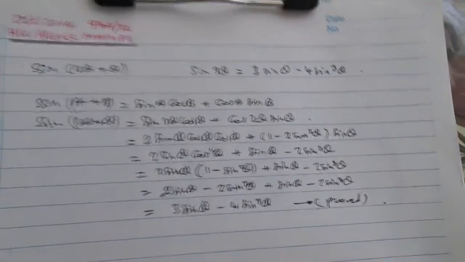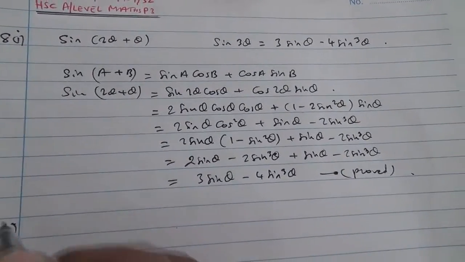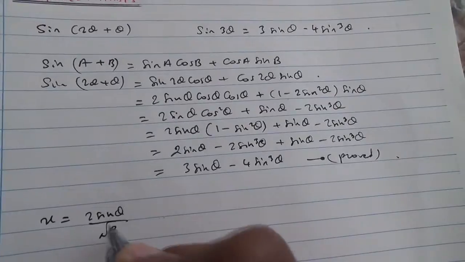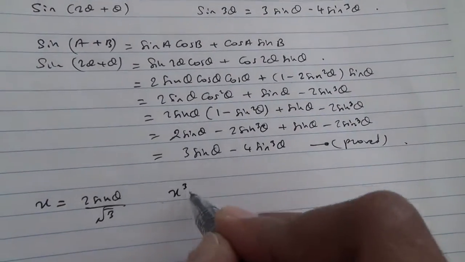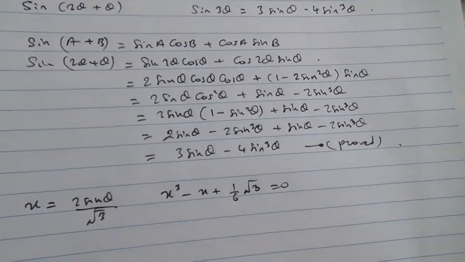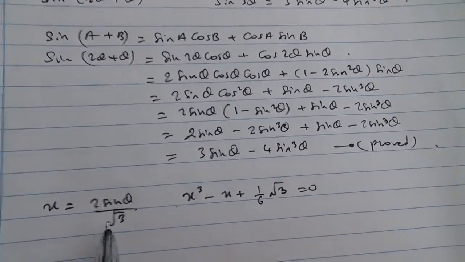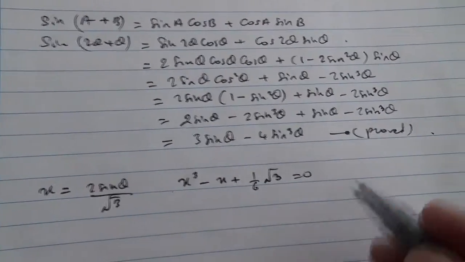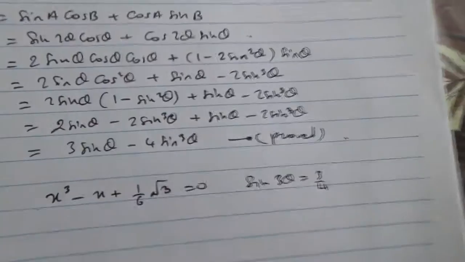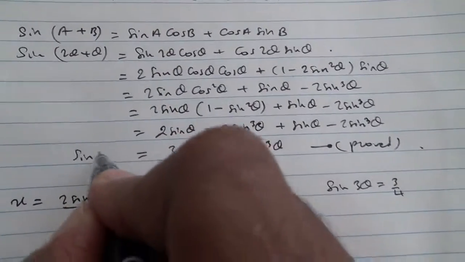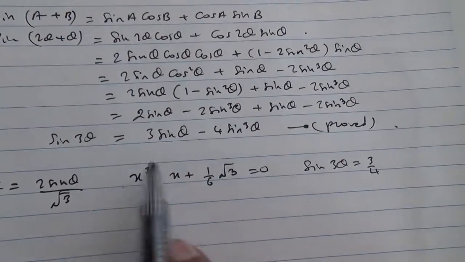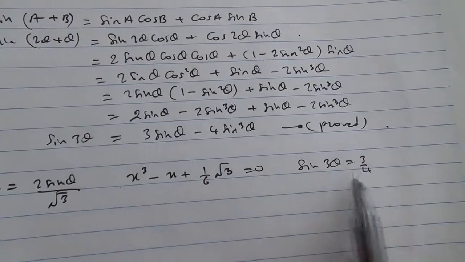Now for the second part, we have to use the substitution x is equal to 2 sine theta over root 3 in the equation x cubed minus x plus 1 over 6 root 3 is equal to 0, and show that when you use this substitution, the equation can be written in the form sine 3 theta is equal to 3/4. What do we observe here? This is sine 3 theta, isn't it? So all of that here is going to be equal to 3/4.